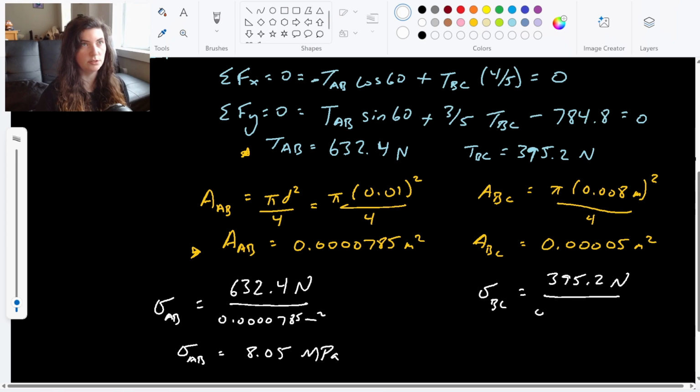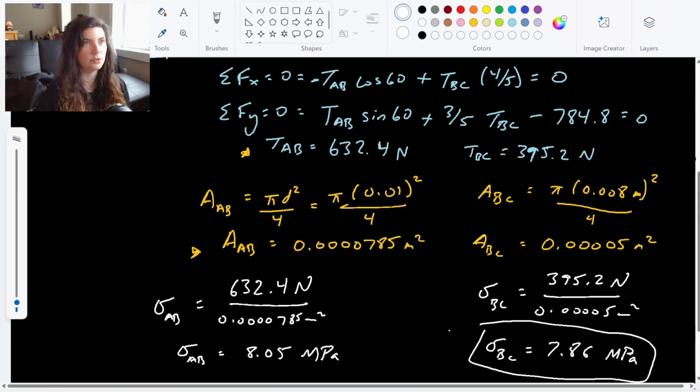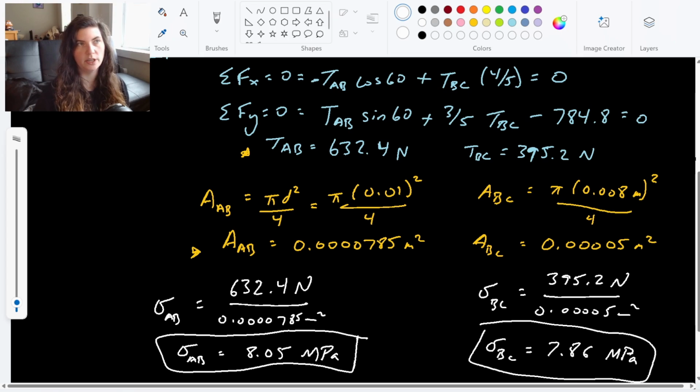395.2 newtons over 0.00005 meters squared. Punch that guy into my calculator, and I get 7.86 megapascals. Boom. Those are average normal stresses in each rod. Pretty straightforward at this point, just to get you familiar with this concept of normal stress and how we use it, how we get there. And we will look at shear stress in our next video.